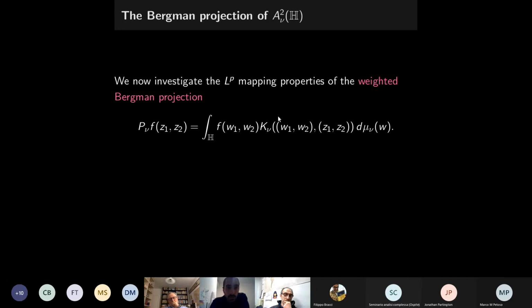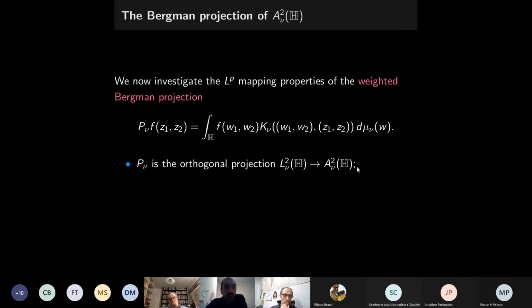So in this case, the weighted Bergman projection is the following operator: we are given a function f, we are integrating the function f against the kernel with respect to our weighted measure d mu nu. So this is the orthogonal projection from the weighted L2 space, L2 nu, where we denote the weighted L2 space with respect to this measure here, d mu, onto the weighted Bergman space.